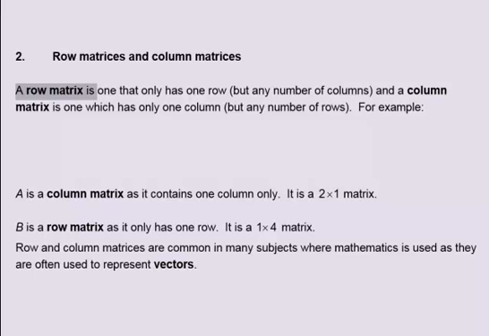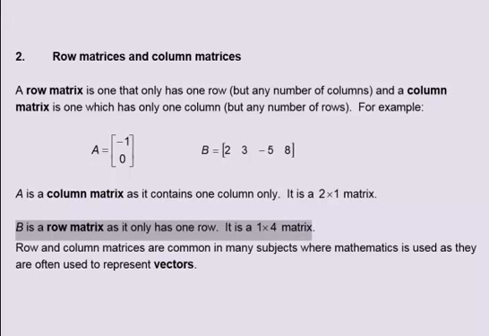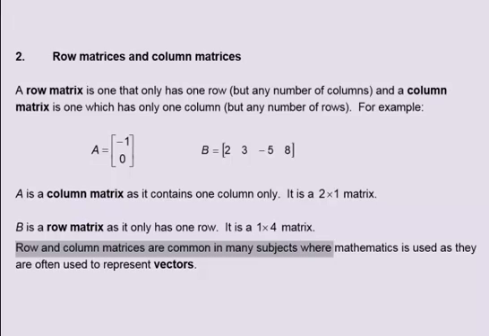2. Row matrices and column matrices. A row matrix is one that only has one row, but any number of columns, and a column matrix is one that only has one column, but any number of rows. For example, matrix A is a column matrix as it contains one column only. It is a 2 by 1 matrix. Matrix B is a row matrix as it only has one row. It is a 1 by 4 matrix. Row and column matrices are common in many subjects where mathematics is used, as they are often used to represent vectors.